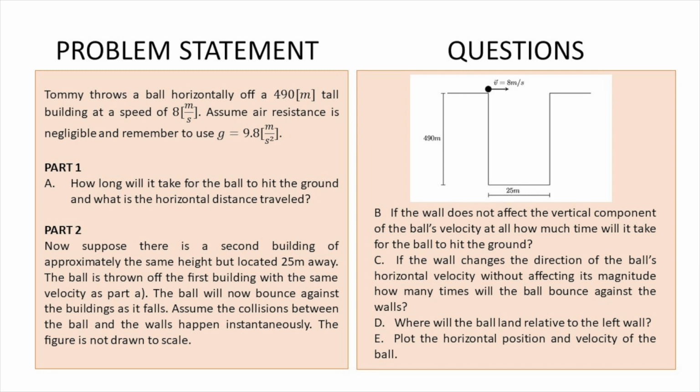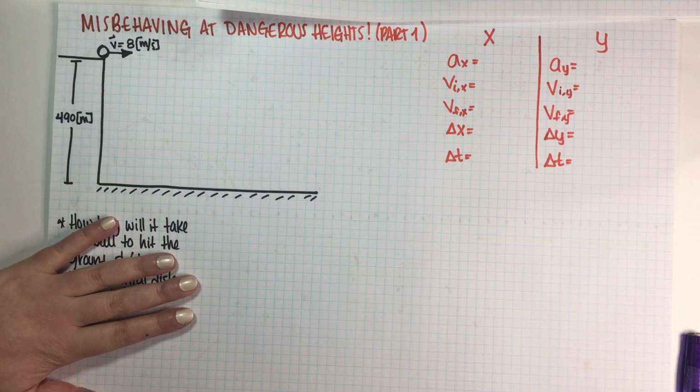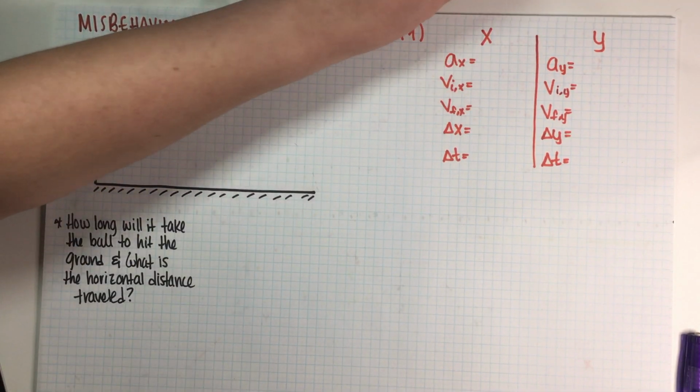So the first part is, Tommy throws a ball horizontally off a 490 meters tall building at a speed of 8 meters per second. Assume air resistance is negligible and remember to use g equal to 9.8. Part 1 is, how long will it take for the ball to hit the ground and what is the horizontal distance traveled? So as you can see, I have everything written down here in my notes.